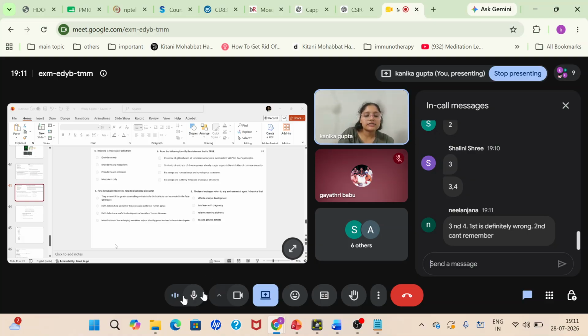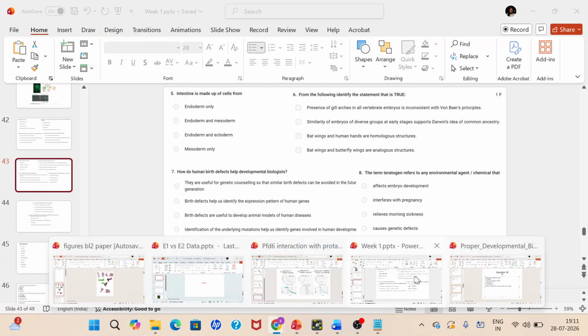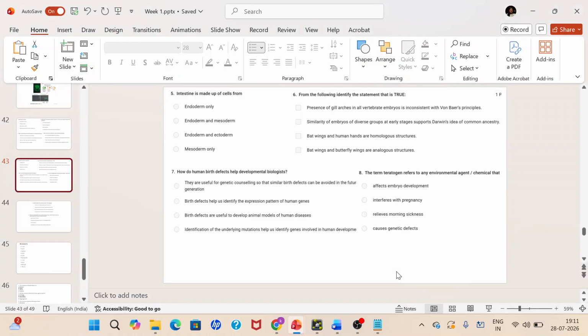No worries. We'll discuss this. In question number 6, the first statement says presence of gill arches in all vertebrate embryos is inconsistent with von Baer's principle, which is true. Completely false. It is not like that, because that is what von Baer said, that the general features in the larger group will come earlier. Next statement says similarity of embryos of diverse groups at early stages supports Darwin's idea of common ancestry. That is what we read in the first slide when we were talking about the evolutionary study.